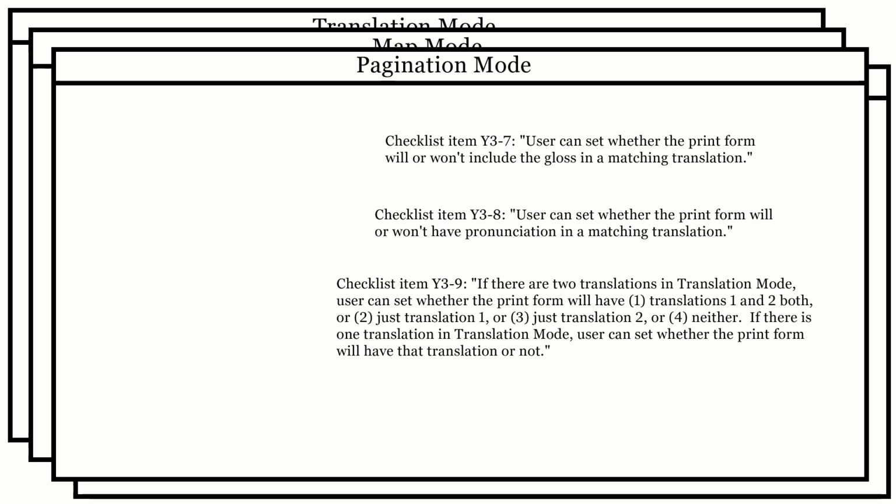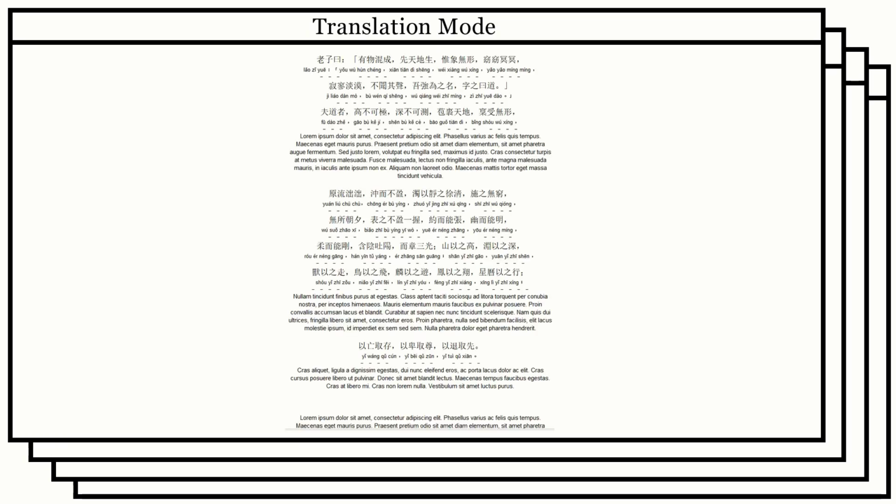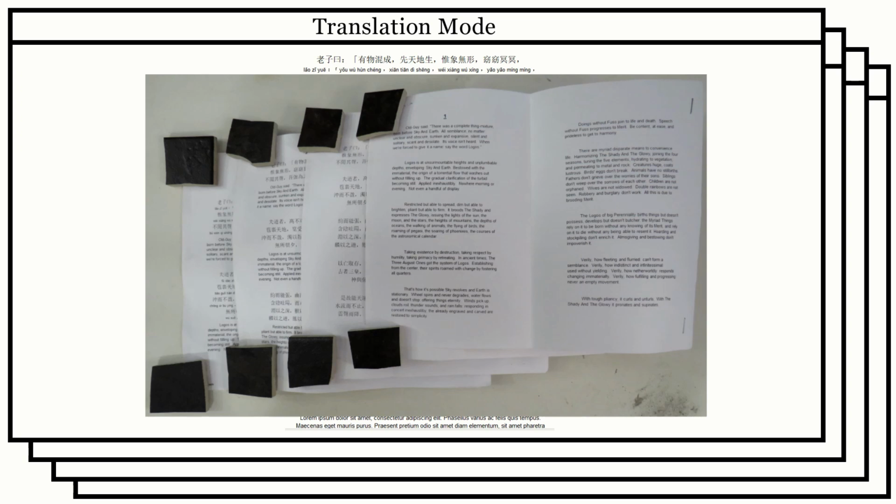If there is one translation in translation mode, user can set whether the print form will have that translation or none. So these settings are all about what shows up in the print form we're paginating. Suppose I've prepared a translation with pronunciation and gloss, and I want to print a bunch of different forms of it, like my Word Guy Scroll 1 homemade scrolls.